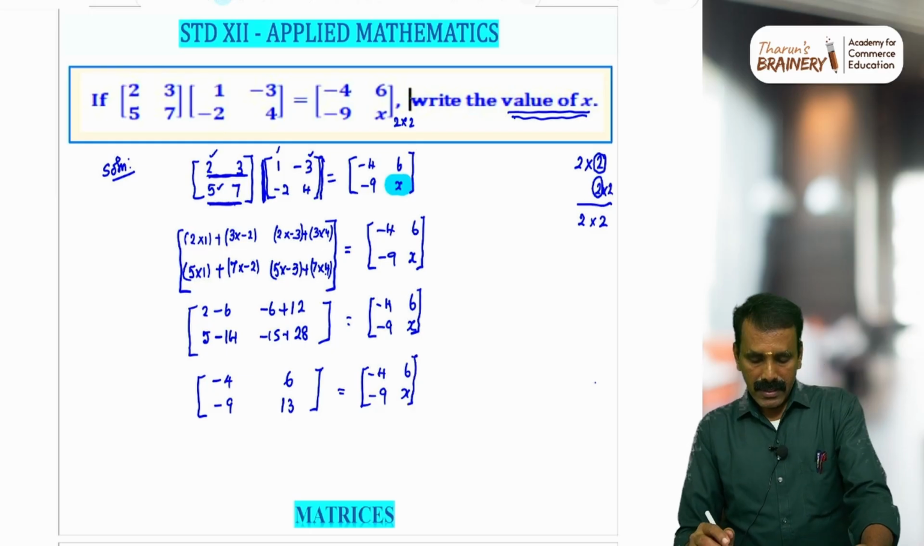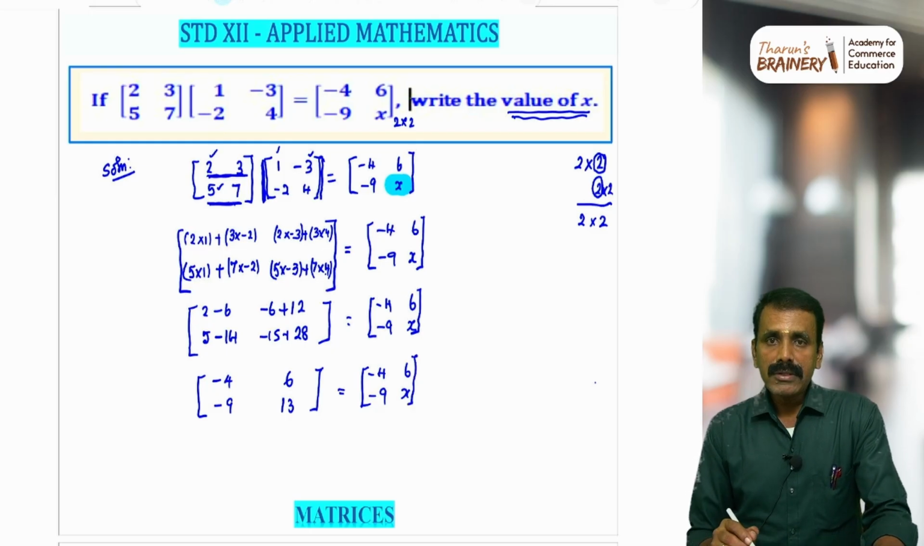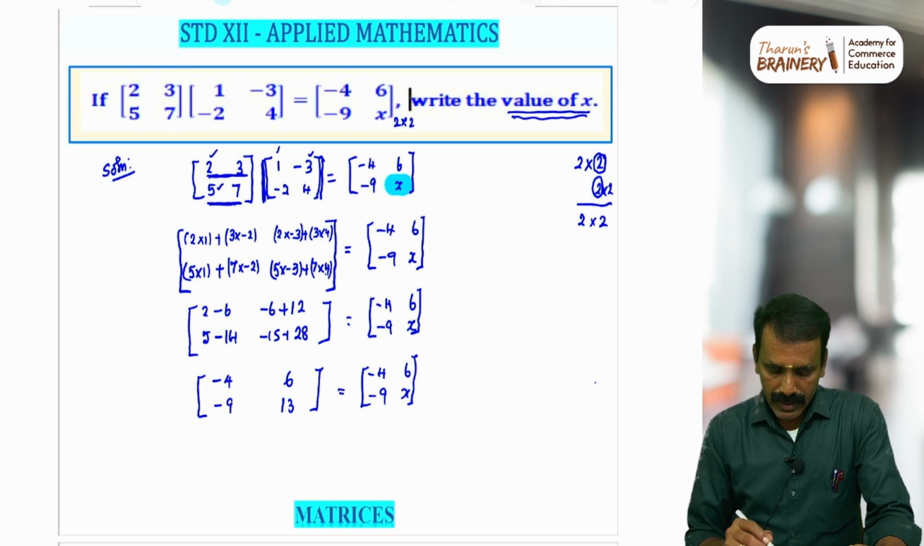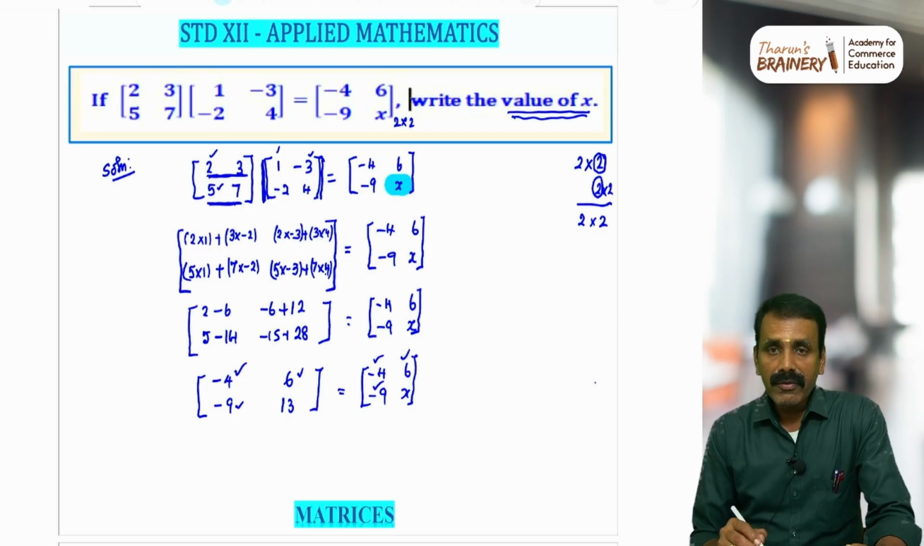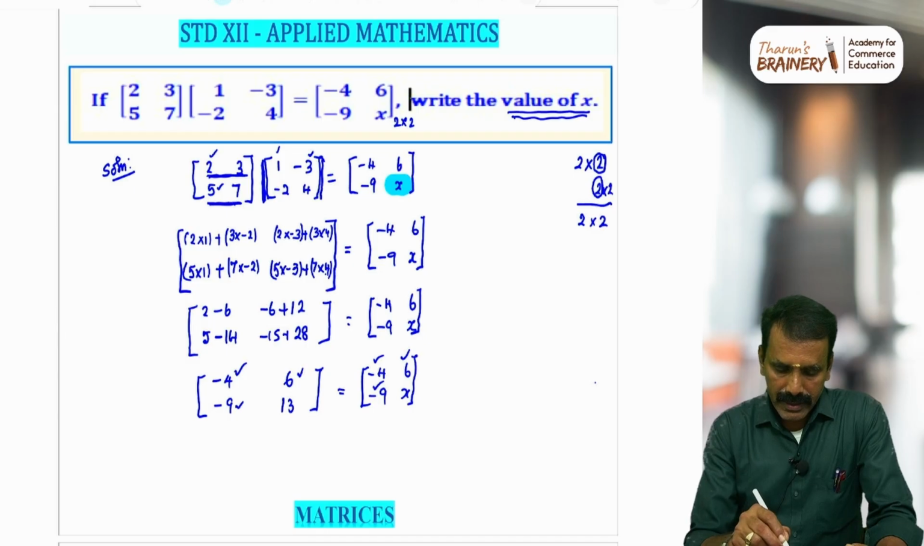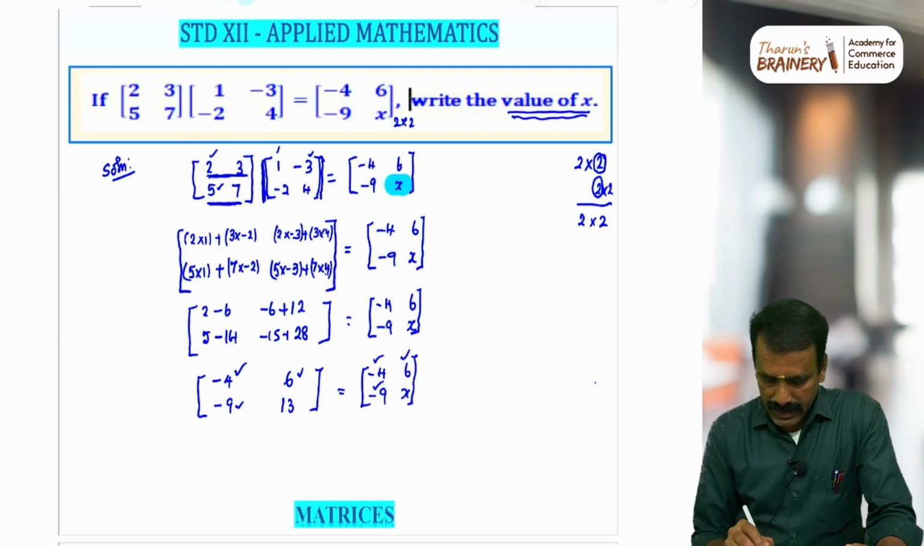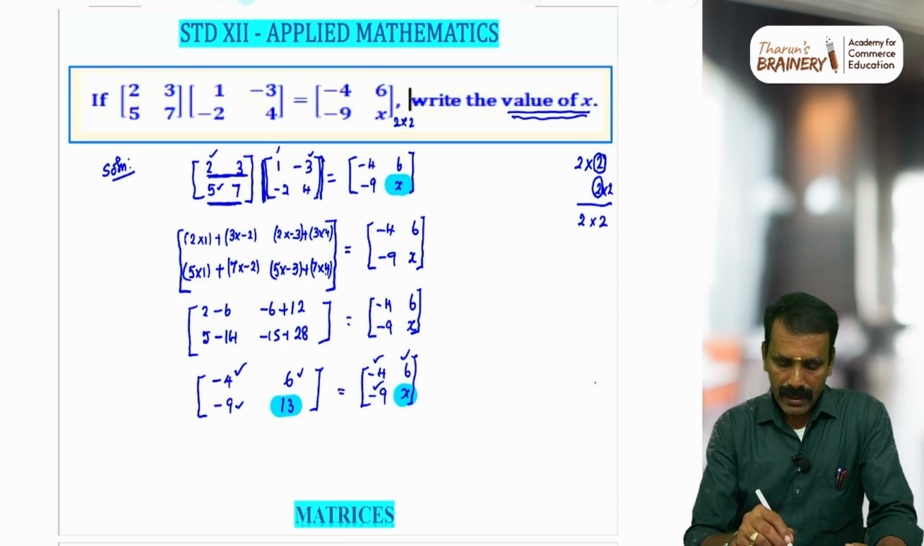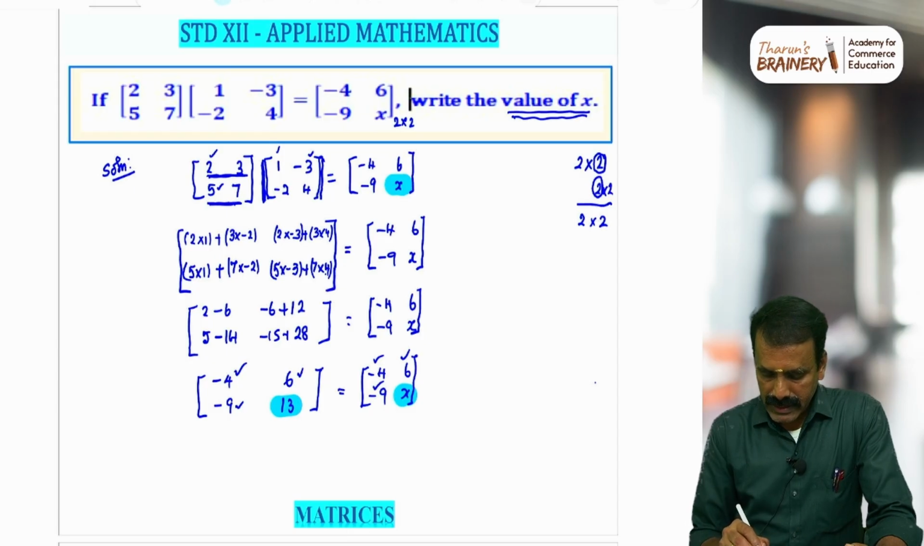Is it clear? Now these two matrices are equal, so corresponding elements must be the same. So we have minus 4, 6, 6, minus 9, minus 9. Now tell me what is the value for x. So the second row second column element should be equal to the second row second column element of the right hand side matrix. So what is your answer? x is equal to 13.